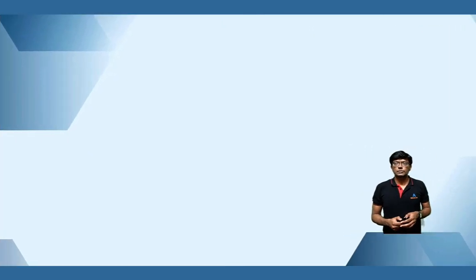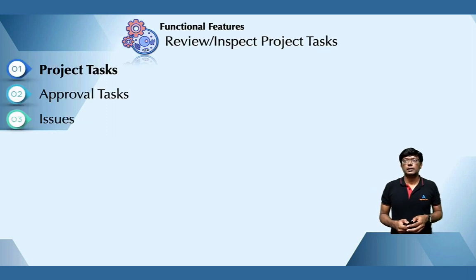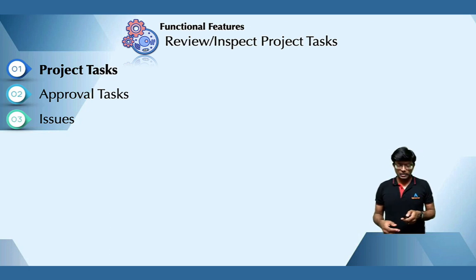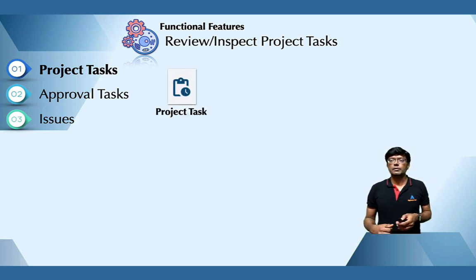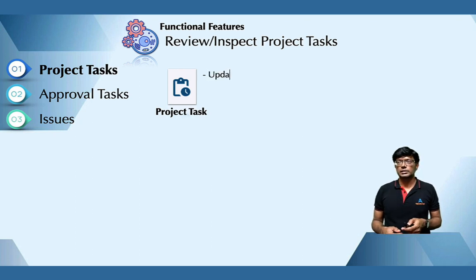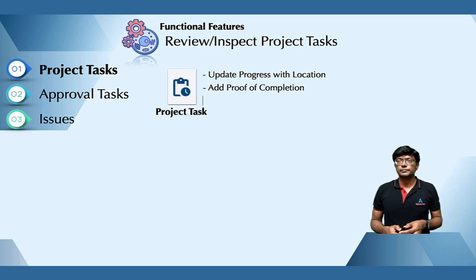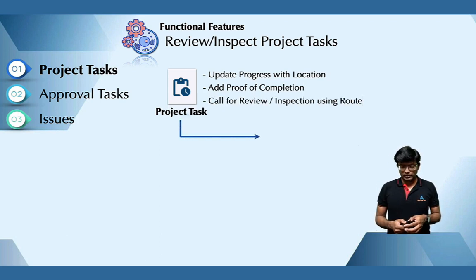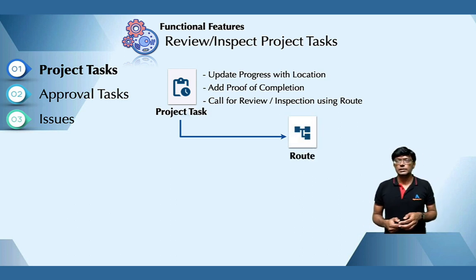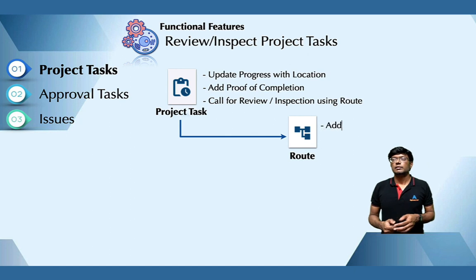And then the next step is to review and call for inspection of the project task. So for that, we use the route feature. So basically what we are trying to achieve here is we have a project task, and the project task got updated, and then you added the proof of completion, and then you are calling for review. So how do you call for review? By creating a route. So that is also an out-of-the-box feature, and you create a route from the mobile app.